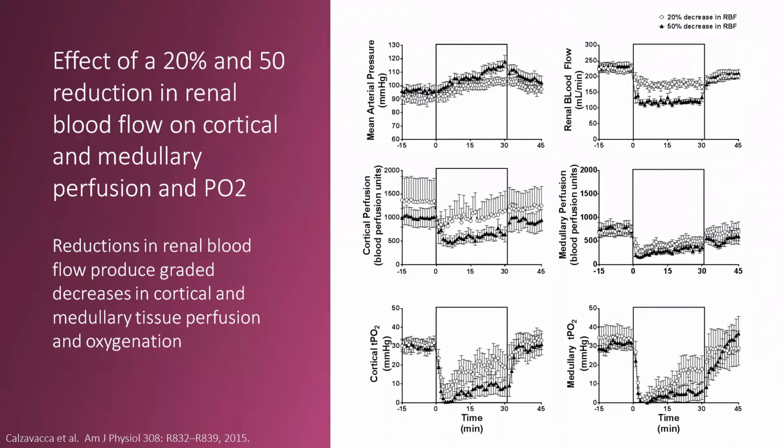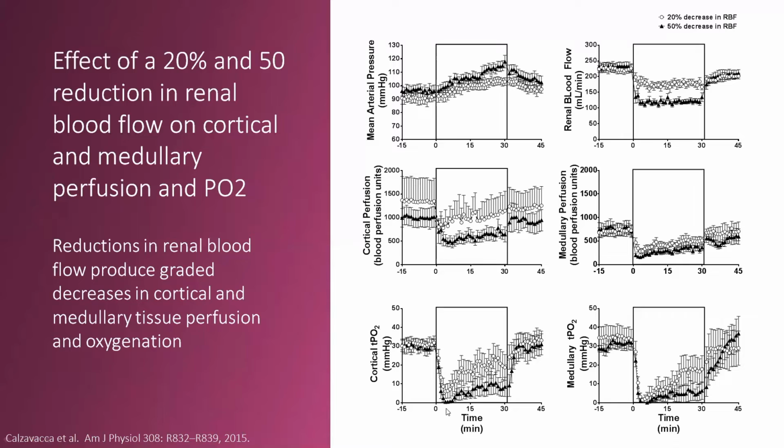We then examined the effects of a 20% and 50% reduction in renal blood flow on the cortical and medullary perfusion and PO2. And again, this was done in conscious sheep with implanted probes. So in the top right-hand panel, you can see the effect of occluding the renal artery using an implanted vascular occluder. So we occluded the renal artery, so we got a reduction in blood flow to the kidney, 20% and 50%. This caused small increases in blood pressure. And if we examine the effects on cortical perfusion, you can see there was a graded reduction in perfusion, depending on the degree of fall in renal blood flow.